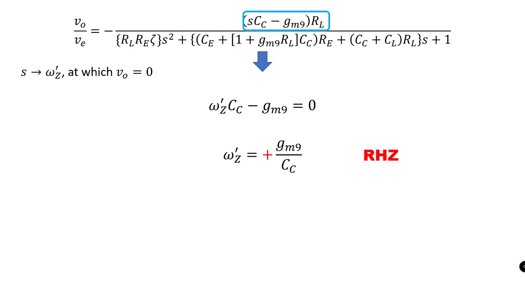But note that this 0 happens to be on the right half of the S-plane, and as we had discussed in the previous lecture, this right hand 0 induces a minus 90 degree phase shift in the phase plot. And when this Miller capacitance is increased, this omega z moves closer and closer to the origin.